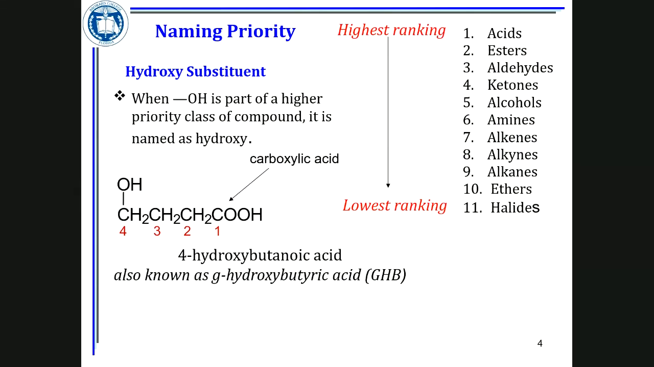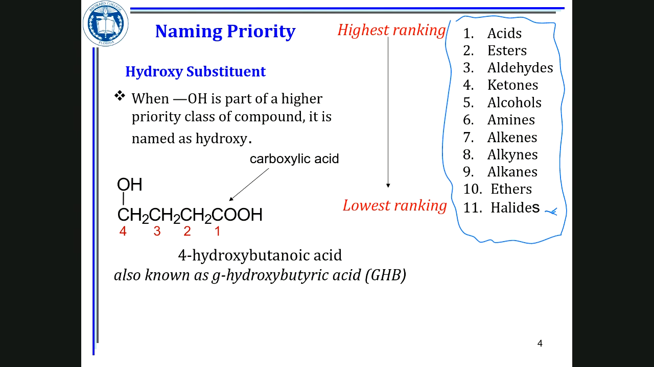This priority list is recorded somewhere in your book. Sometimes it is on the back cover of the book, and it is going to help you for organic 1 and mainly organic 2, because you have not learned about the acids, esters, aldehydes, ketones and all that yet, but that's the priority list. We already know that halides come right after alkane.